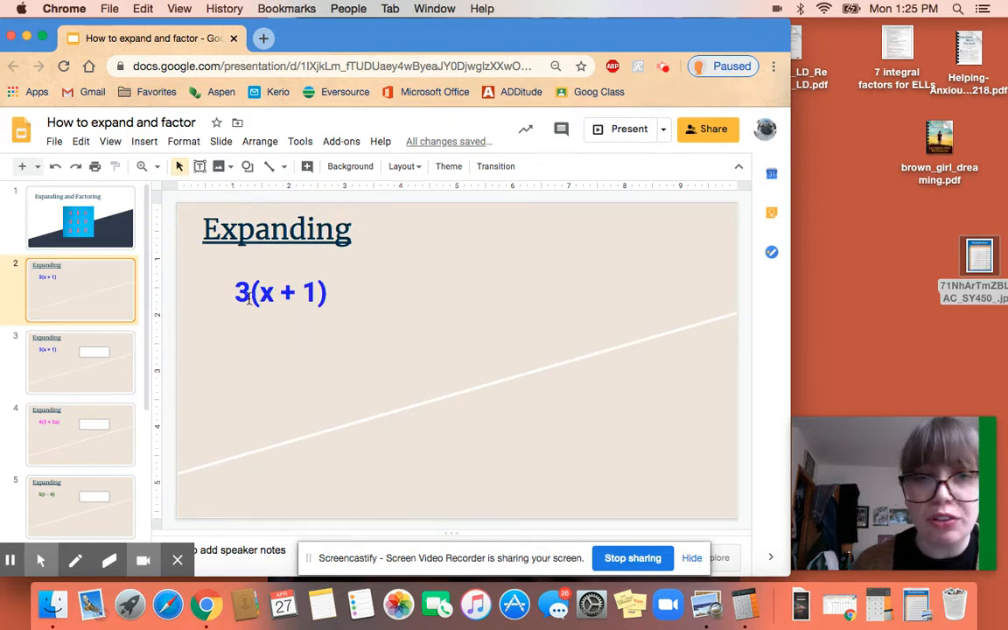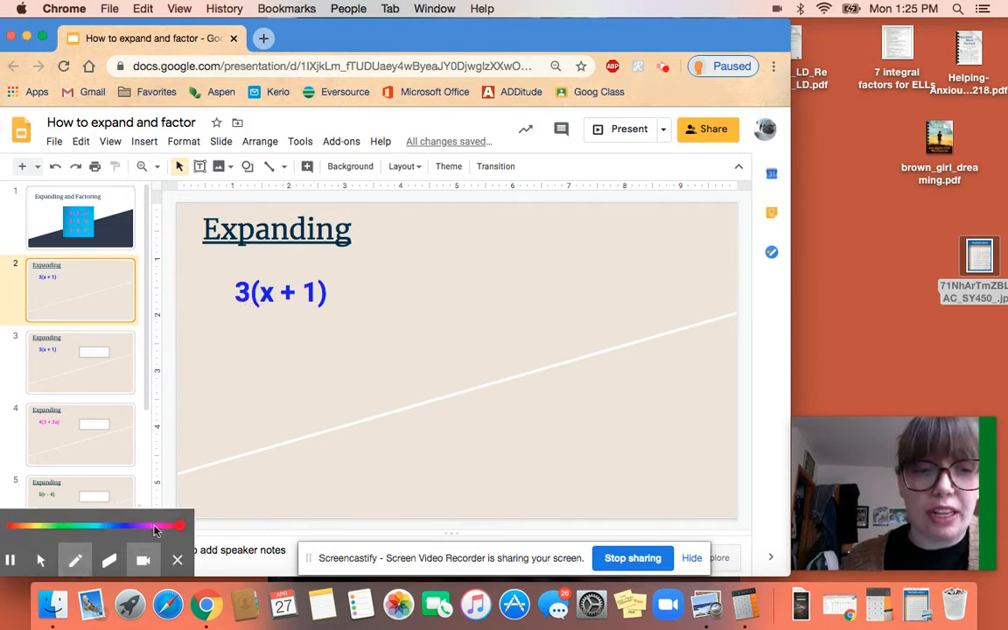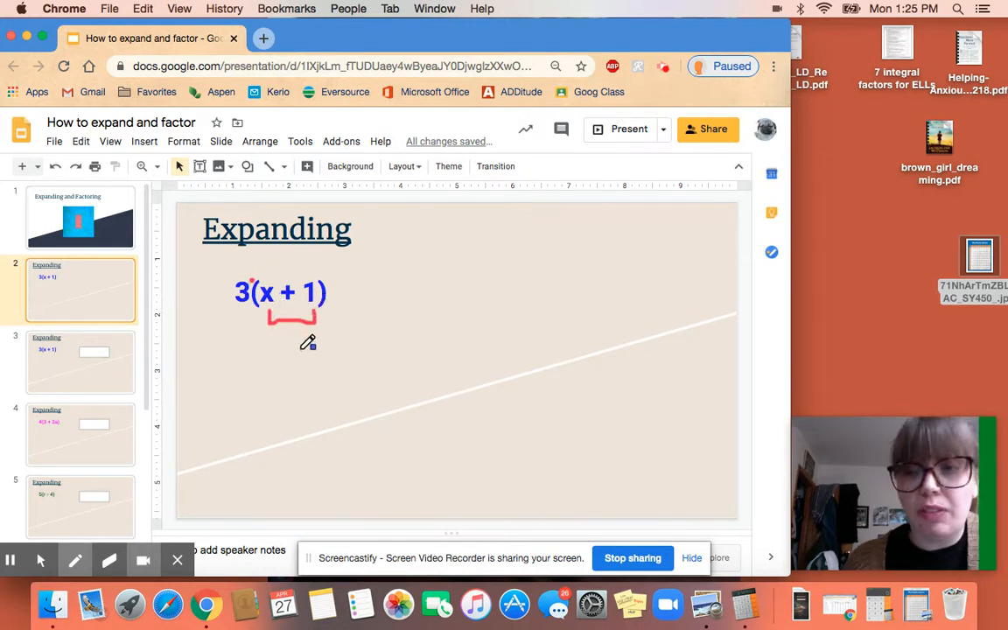We have 3 times x plus 1. So this is just an expression because there's no equal sign, so there's no answer. That's why we don't call it an equation when there's no equal sign. Now, if I'm taking a look at this expression, what it's really saying is 3 times x plus 1. Whenever we have a number next to parentheses, it means there's multiplication happening. So 3 times this just really means we have x plus 1 3 times.